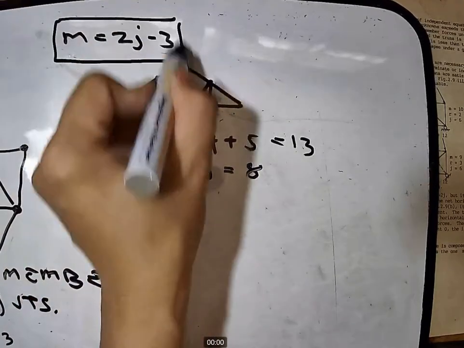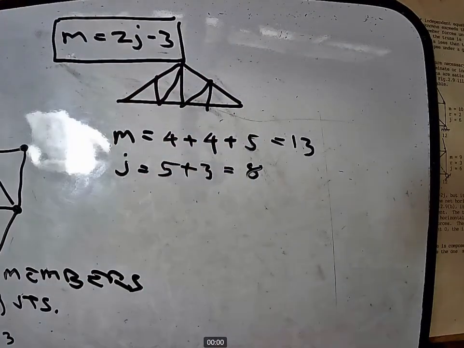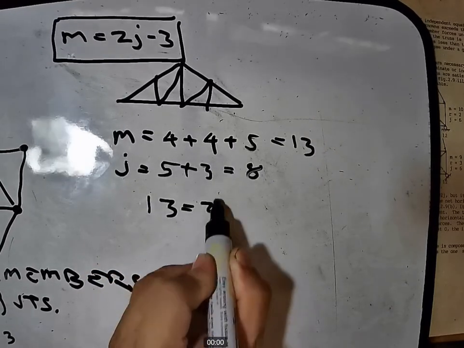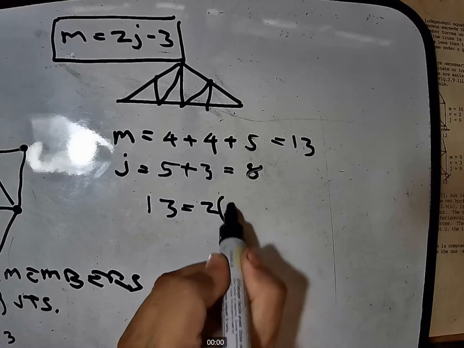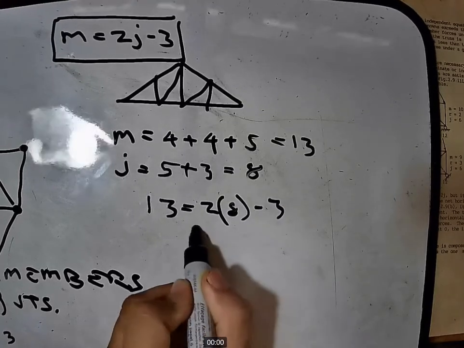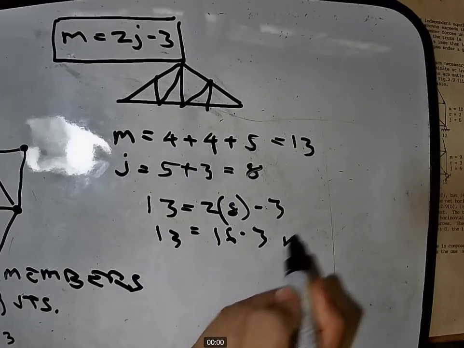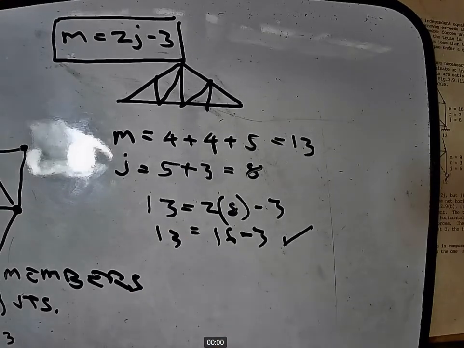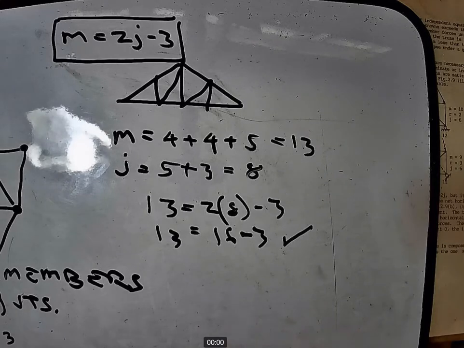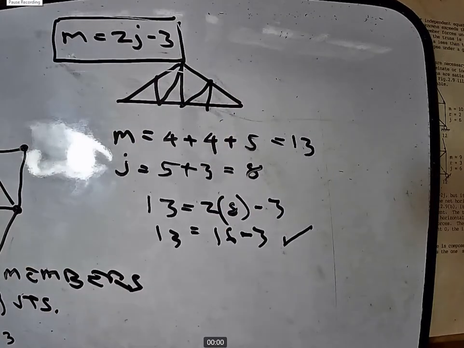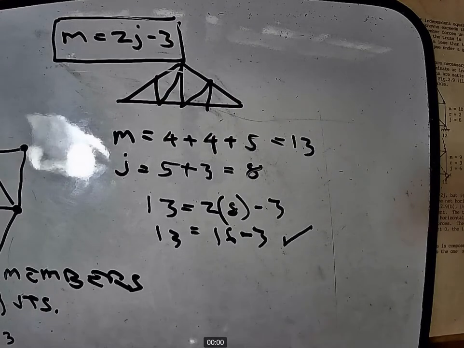Yan ang equation mo to qualify as a truss. So, 13 is equal to 2 times 8 minus 3. So, 16 minus 3 will give you 13. Okay, so it qualifies as a truss. Remember that this is your equation to qualify a structure as a truss.